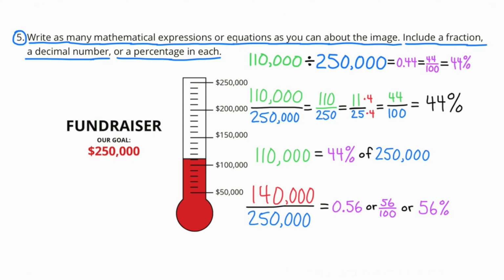In order to reach their goal, they still need to raise $140,000, and 140,000 divided by 250,000 is 0.56, or 56 hundredths. They still need to raise another 56% of their goal in order to reach their goal.